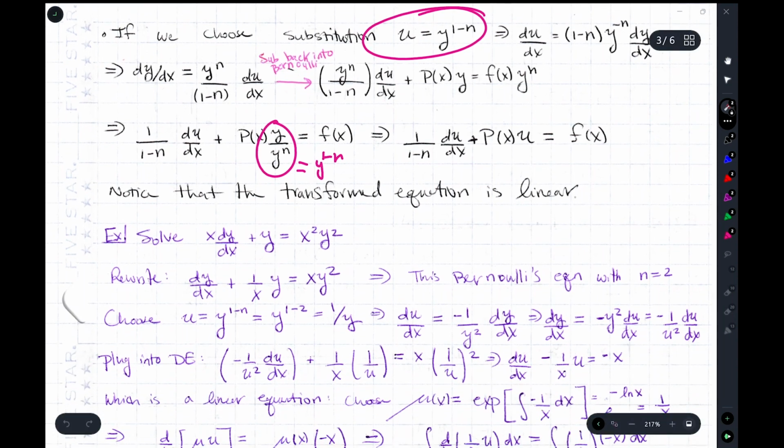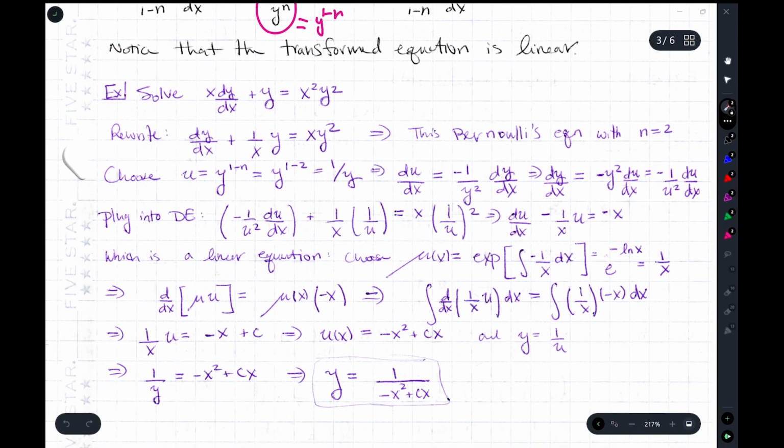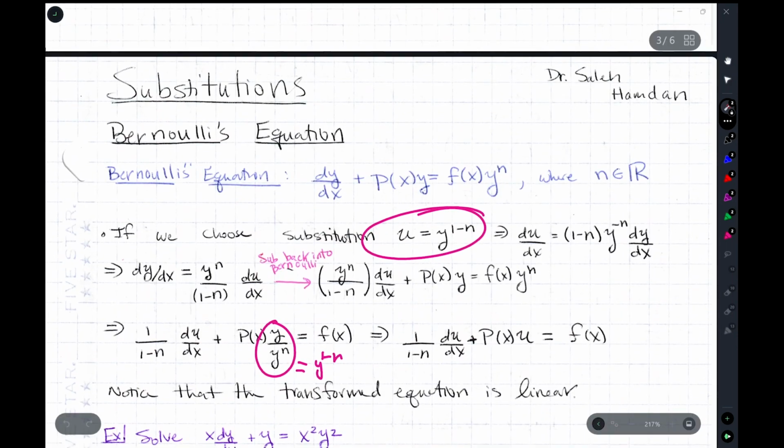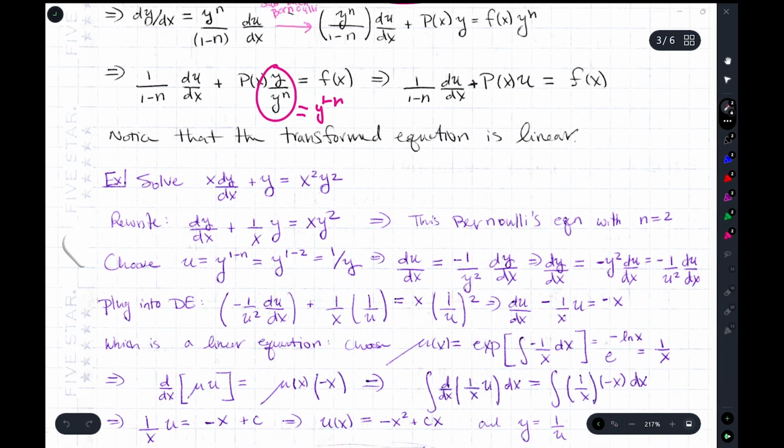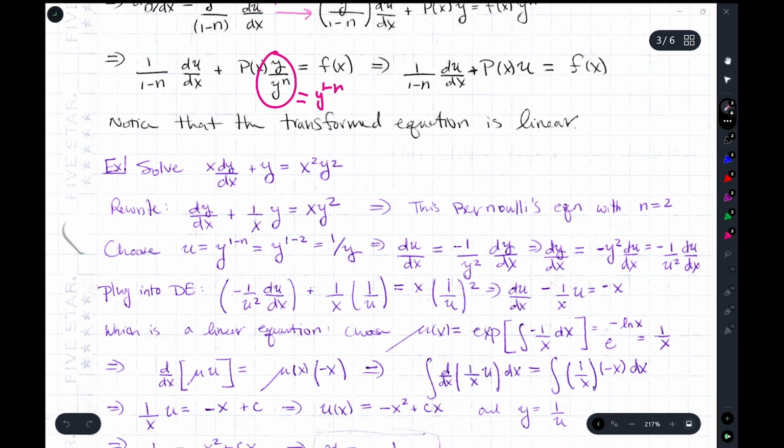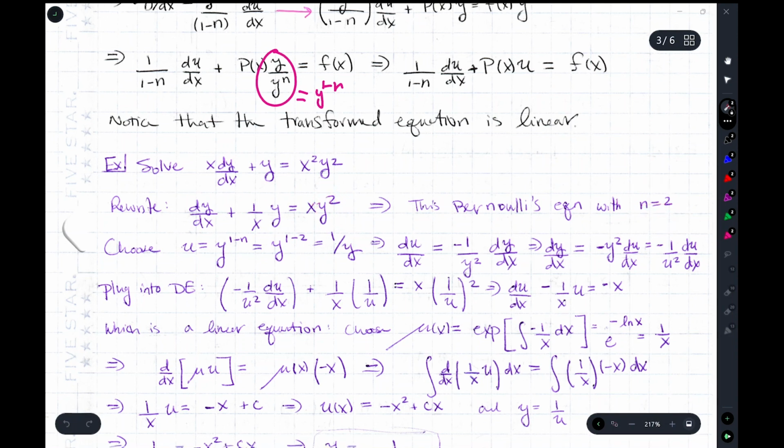All right, so let's look at an example. Here we have the differential equation that we see here. Not quite in Bernoulli's equation form, right? We have something in front of the dy in this equation, but let's not let that deter us. We divide by x, noting here that we're going to have to exclude points where x equals 0. And now this is in the form of Bernoulli's equation. And notice here that y is raised to a power 2, so this is Bernoulli's equation with n equals 2.